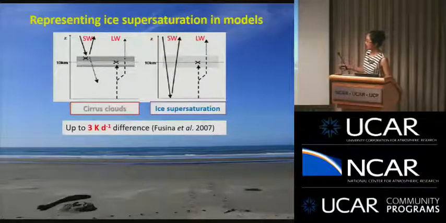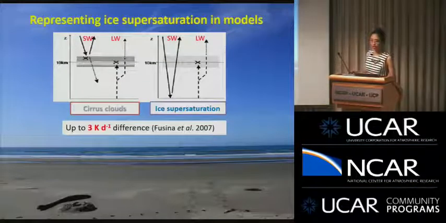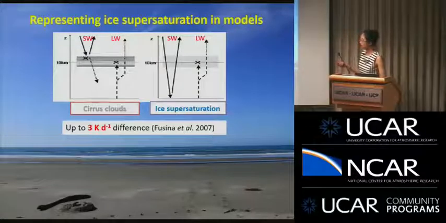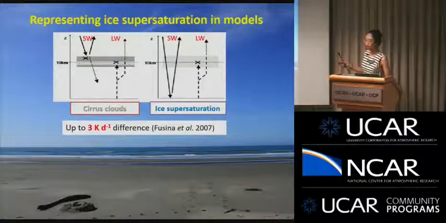On the left-hand side, you have a cirrus cloud, which is a fake cirrus cloud in the model. By fake, I mean it should have been ice supersaturation, but you actually put in this cloud instead of having the supersaturated part. On the right-hand side is a clear sky ice supersaturation. The fake cirrus cloud would block some of the shortwave radiation and trap some of the longwave radiation. But for clear sky supersaturation, it's just water vapor. It doesn't block much of the shortwave radiation at all, and it still traps the longwave radiation.